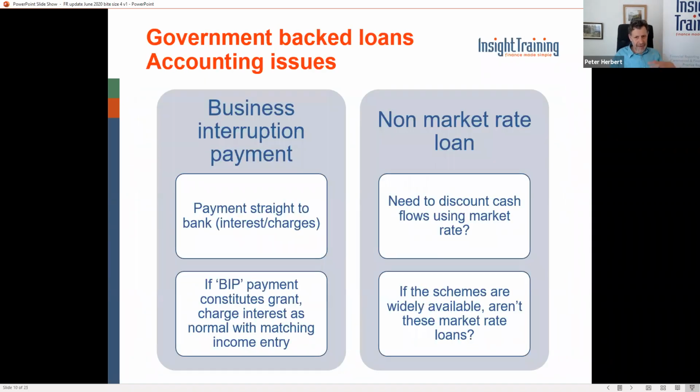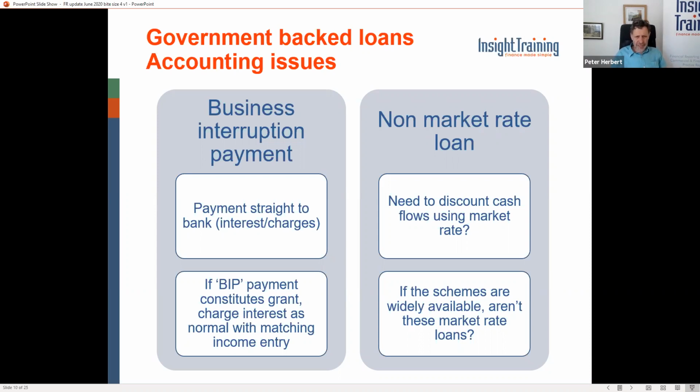So here's how it works, and here's the related accounting issues. The BIP, the business interruption payment, will go straight from the government to the bank, where the view is taken by the entity, and we'll look at an example shortly, that the BIP payment will constitute a grant. Then what you'll do is charge interest as normal through the P&L as the reporting entity with a matching income entry in relation to the grant, or what we might call gross up for interest and related grant. And we'll see that coming through shortly with a more detailed example.